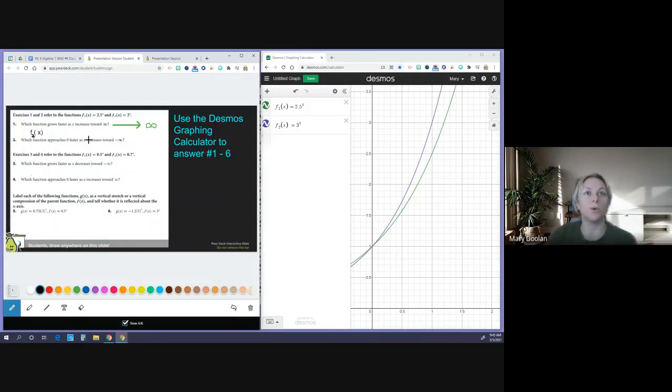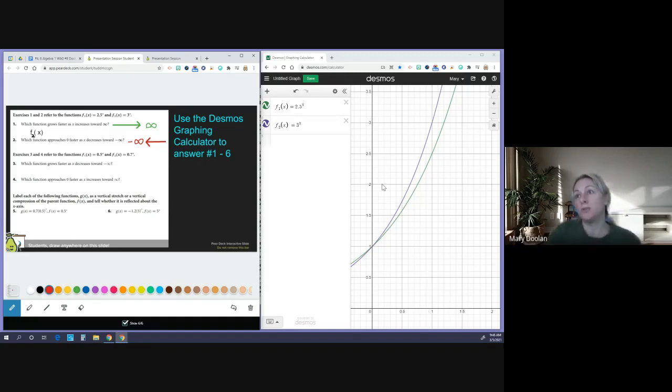And now we're going to look at the second question. Which function approaches 0 faster as x decreases towards negative infinity? Negative infinity is moving along the x-axis to the left. That's how you get to negative infinity. And I'm trying to figure out which function approaches 0 faster.